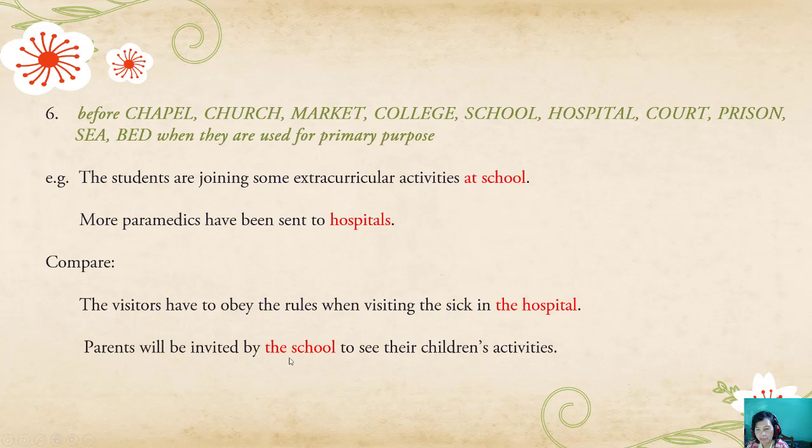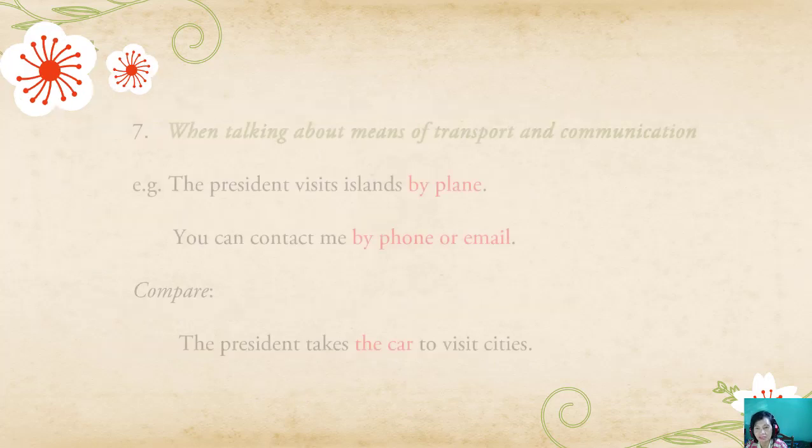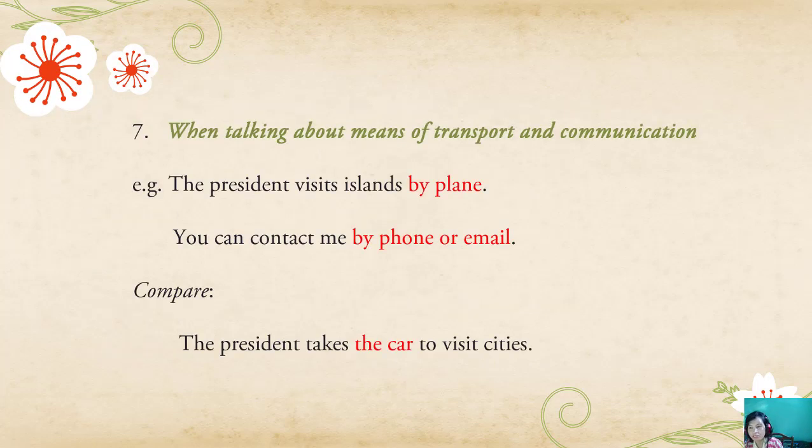Parents will be invited by the school to see their children's activities. So the school here shows the institution actually. It is not a place but an institution. So we can use the in this case. Okay, the next. When talking about means of transport and communication, the president visits Ireland by plane. You cannot contact me by phone or email. By plane, by phone or email. This is means of transport and communication.